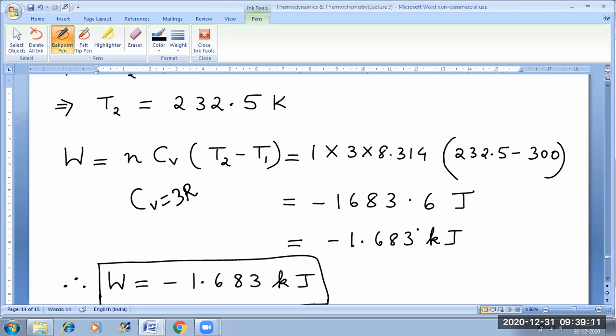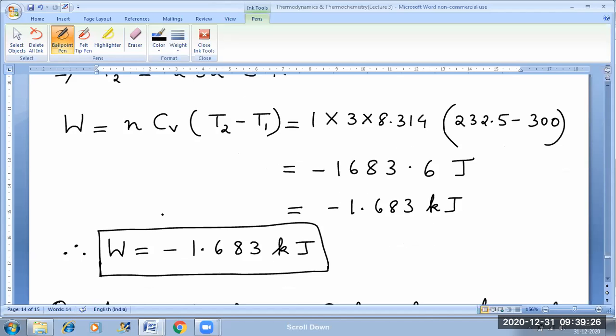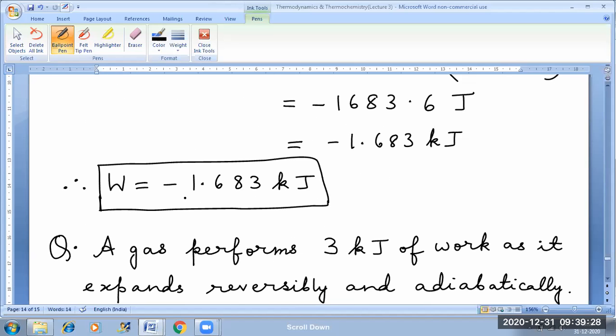Since it's a large value, I've converted it to kilojoules. That will depend on your options. If options are in joules, you don't have to convert anything to kilojoules then. But if options are in kilojoules, you have to convert the value of joule to kilojoule. So this is the final answer.